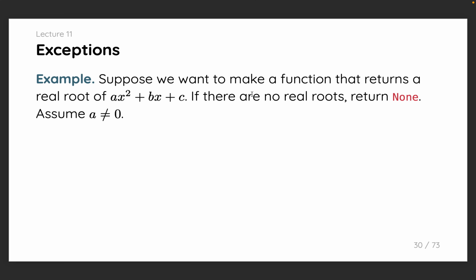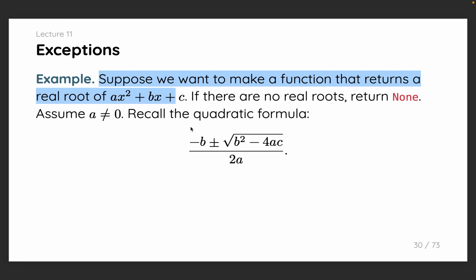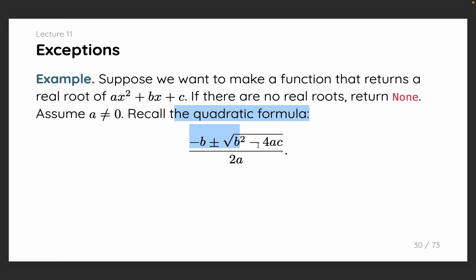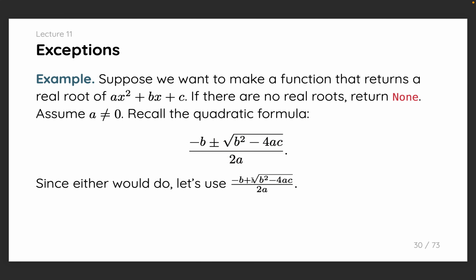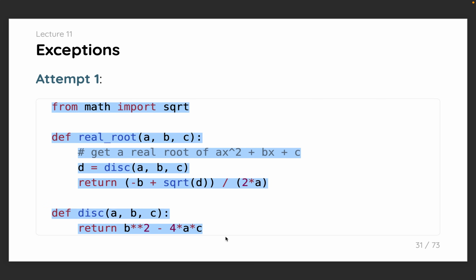I want a function that returns a real root of a quadratic expression over here. If there are no real roots, return none. Alright, so for this, hopefully you realize that to solve this, we just have to use the quadratic formula. So negative b plus minus the square root of b squared minus 4ac, all over 2a. For our purposes, let's just use the positive sign. Alright, this is one way to do it. So let me go over here.